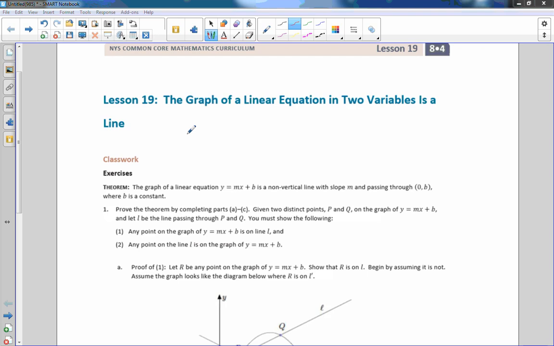This is lesson 19. The graph of a linear equation in two variables is a line. Imagine that. The graph of a linear equation is a line.